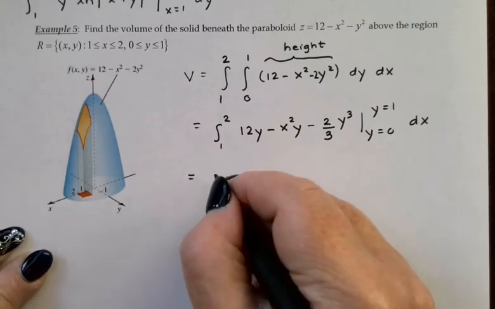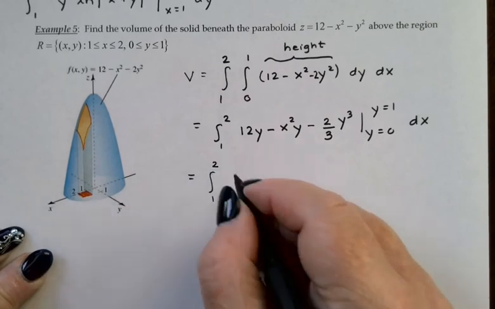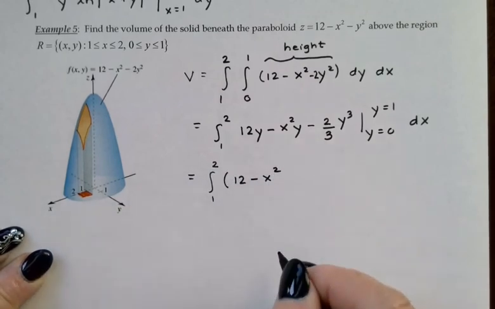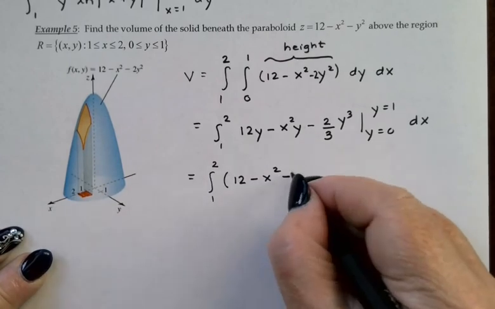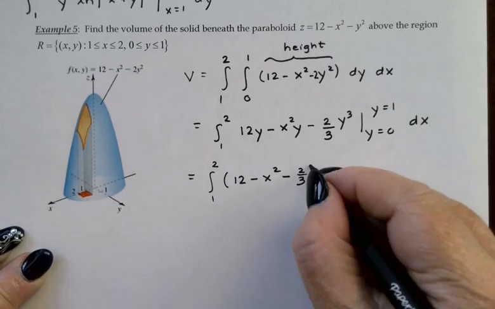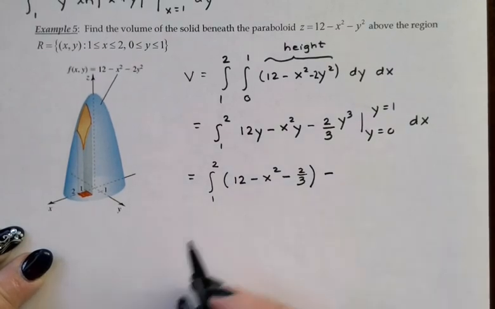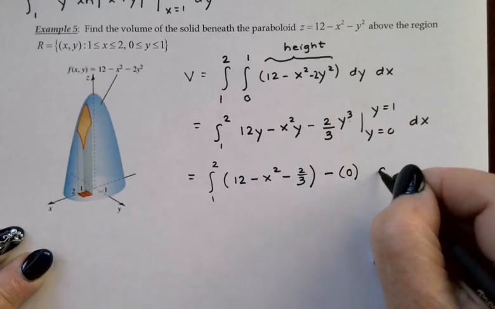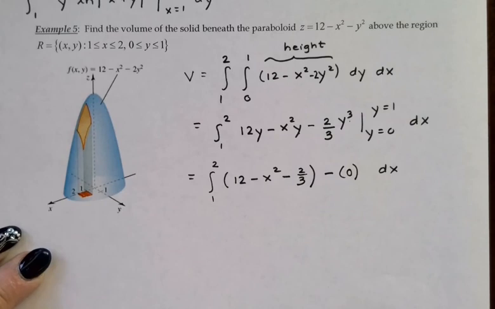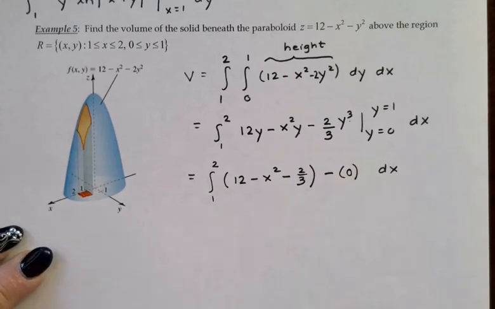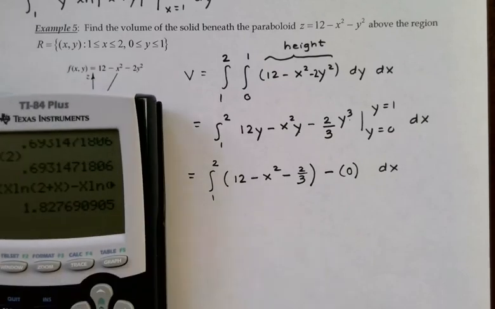Plugging in the y equals 1 first, I'm going to have 12 minus x squared times 1 minus 2/3 times 1. Subtract, plugging in y equals 0 is going to make all of those 0. And I'm going to integrate that dx. You could combine those constants if you wanted to, but honestly, the calculator doesn't really care. I'm going to go ahead and just plug it into my calculator just like that.